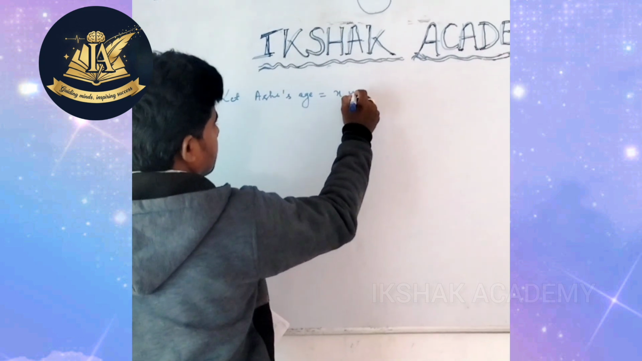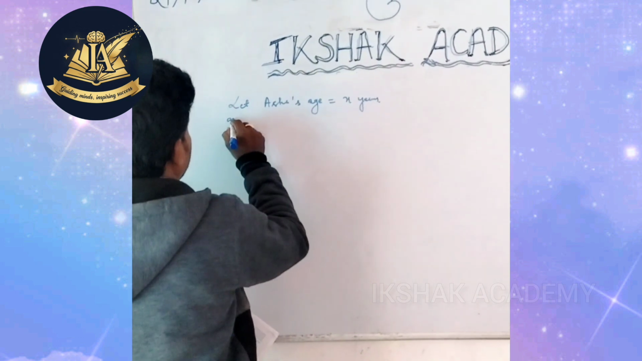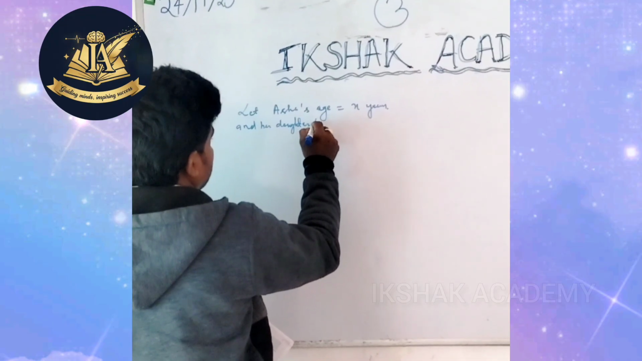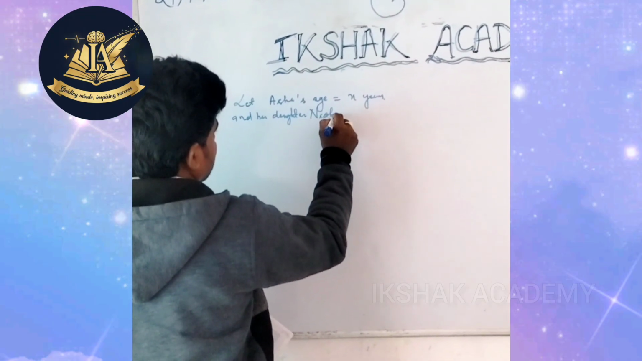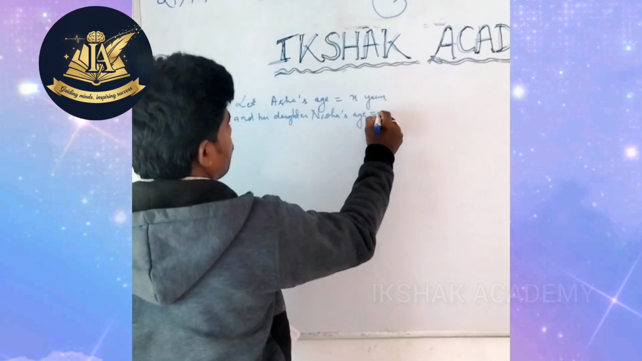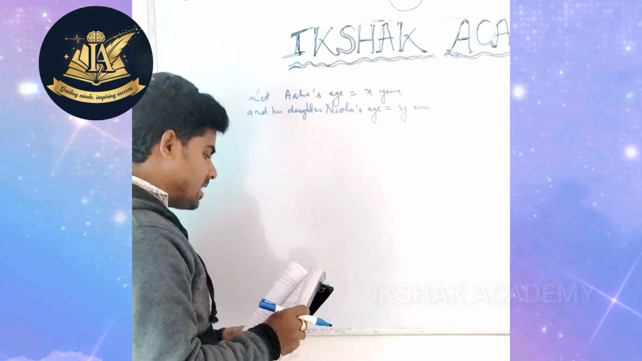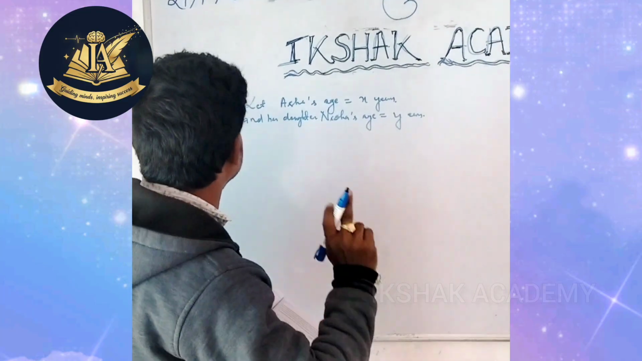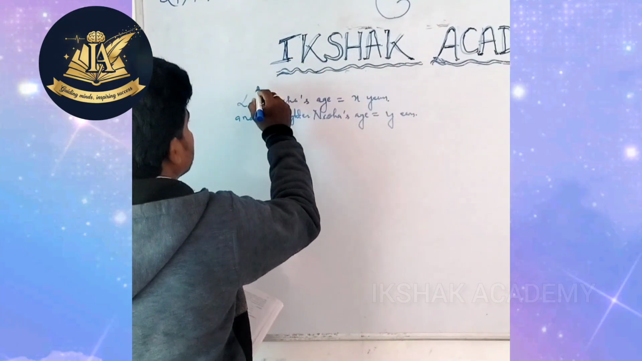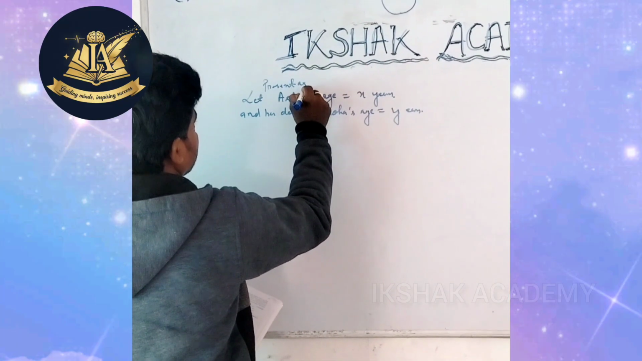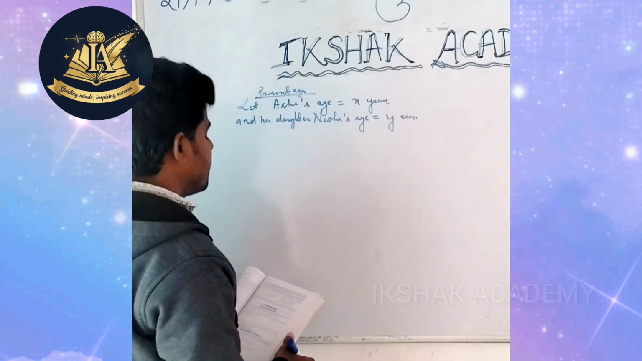equals x years and her daughter Nisha's age equals y years. As per the question, these are the present ages, so you have to mention that these are the present ages. So here, let present age, just underline this.